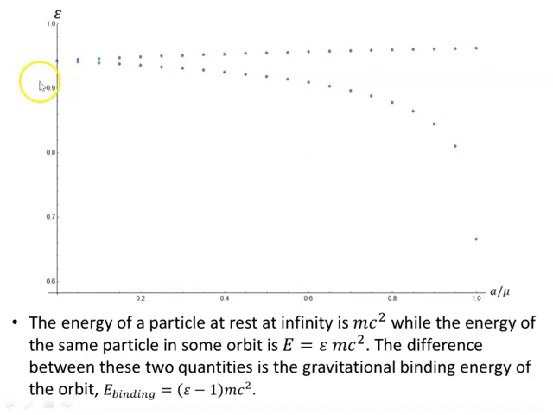The retrograde orbit is the top dotted line here. I forgot to label my diagram. And this is the prograde orbit here. The energy of a particle at rest at infinity is mc squared, that's in its rest frame, while the energy of the same particle in some orbit around the black hole is E equals epsilon times mc squared. The difference between those two quantities is the gravitational binding energy of the orbit. So E binding is (epsilon minus 1) mc squared. It's a negative value.